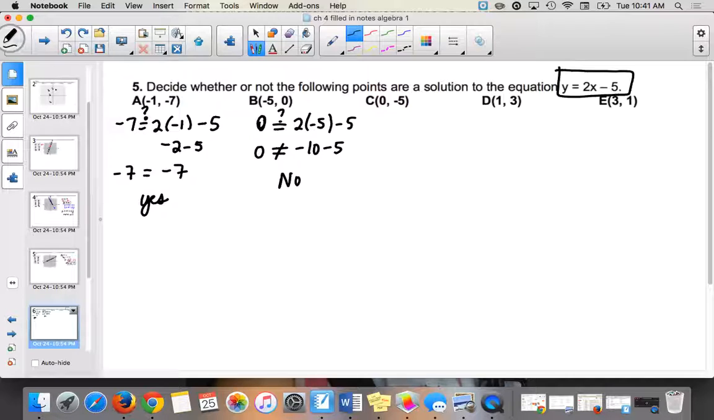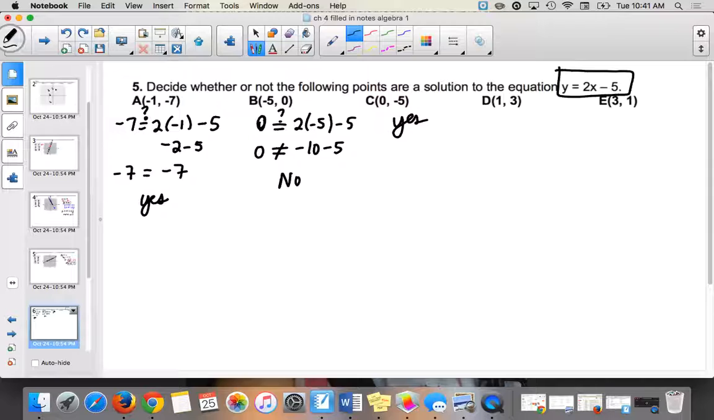So how about if I plug in 0 for x? Do I get negative 5 for y? Can you guys do it in your head? Yeah, it works. What if I plug in 1 for x? Do I get 3? No. No, what do I actually get? It did not work. If I plug in 1 for x, what do I get?